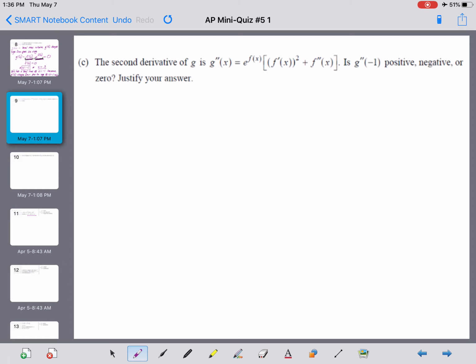Second derivative of g, they gave it to you, so that was nice. They didn't make us do the work on that, and they want us to find out whether g double prime of negative 1 is positive, negative, or 0. Interesting. So they actually gave you the explicit definition, so let's check it out.